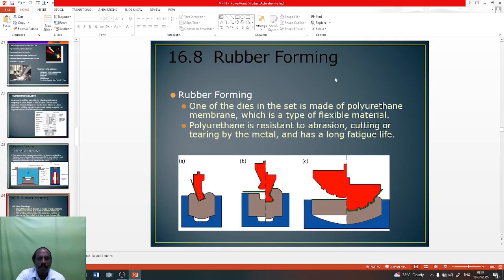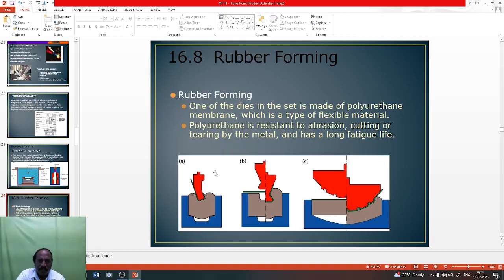Next, rubber forming. One of the dies in the set is made of polyurethane membrane, which is a type of flexible material. Polyurethane resists abrasion, cutting or tearing by the metal, and has a long fatigue life.